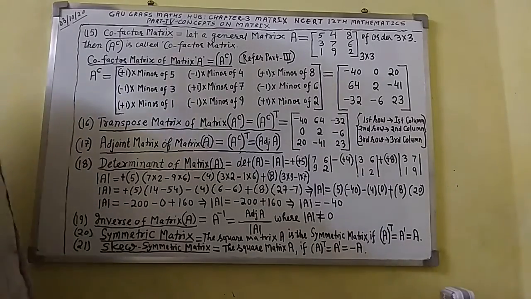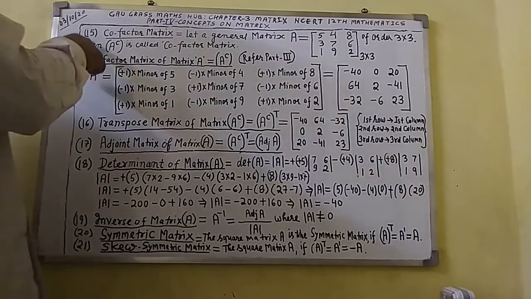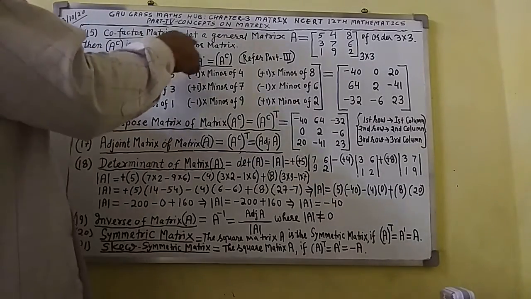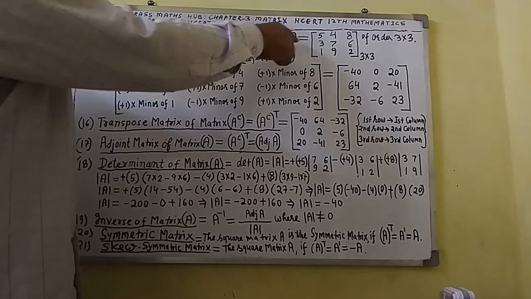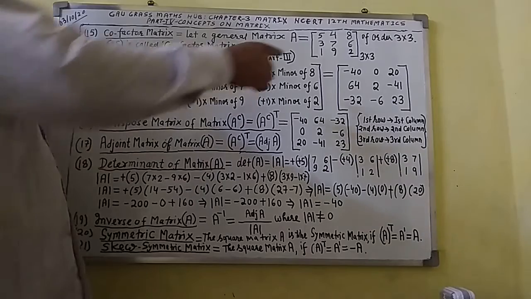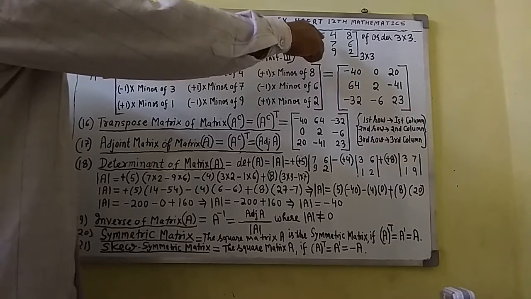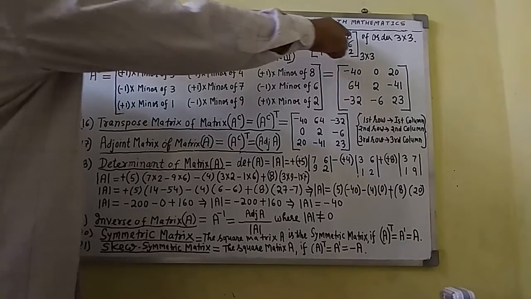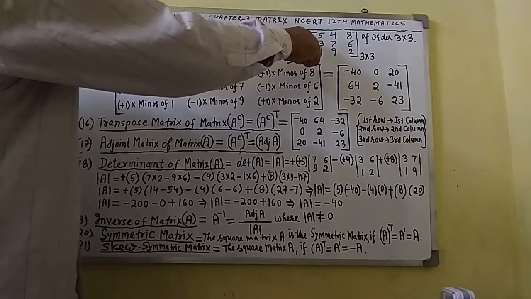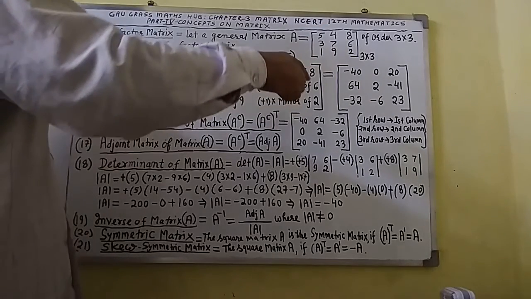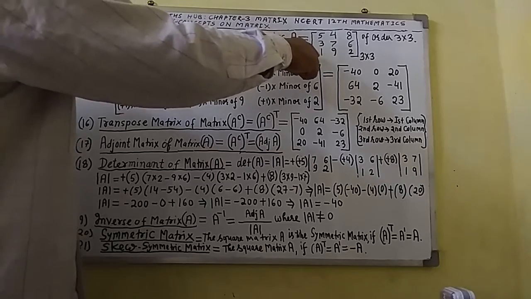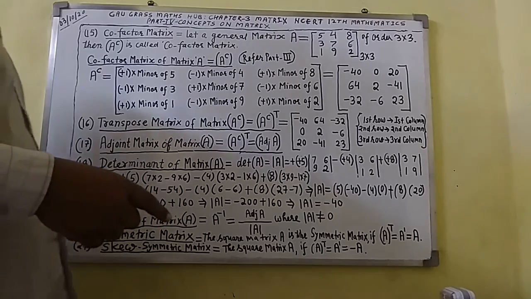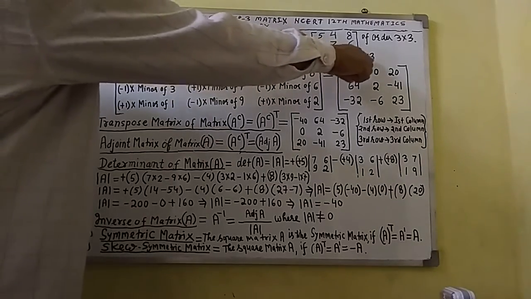Now come to point number 15 here. Cofactor matrix. Let a general matrix capital A equal to, open square bracket, the elements of first row 5, 4, 8, the elements of second row 3, 7, 6, the elements of third row 1, 9, 2. Capital A is a matrix of order 3 cross 3.